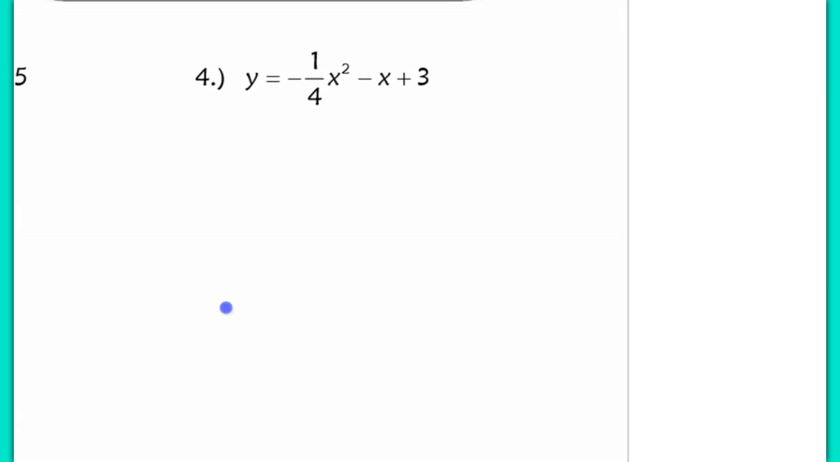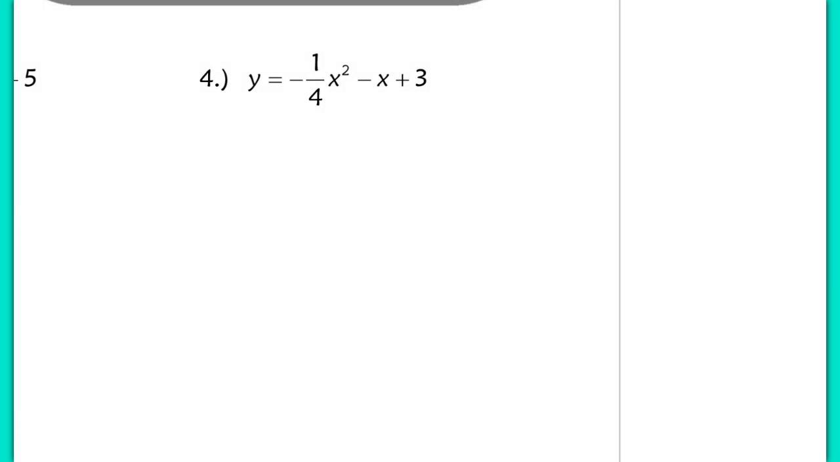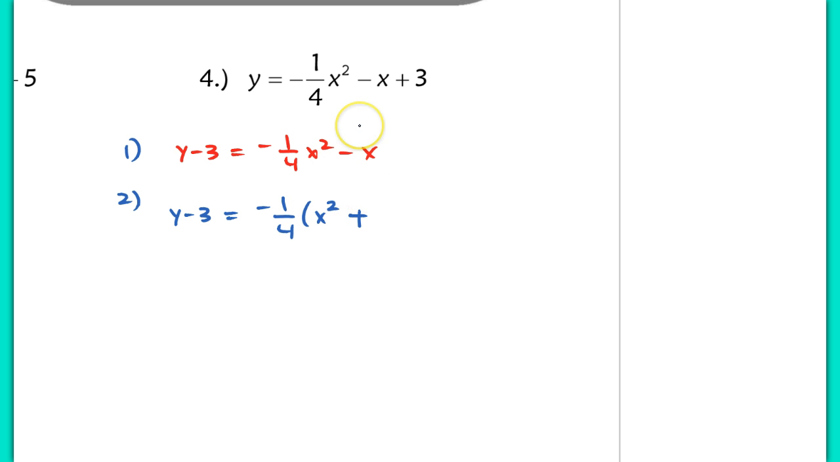We're going to follow our steps here. I don't have them off to the side, but you at least can see them on your own paper. The first thing I want to do is subtract the 3. So I have y minus 3 equals negative 1/4 x squared minus x. Now our first step after, or I guess our second step I should say, step 2, is to always factor out this quadratic term. So I have y minus 3 equals negative 1/4 times x squared minus, or actually this should be a plus, right? The sign is going to change here.